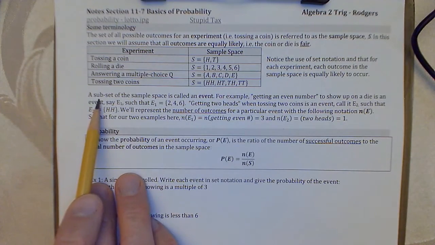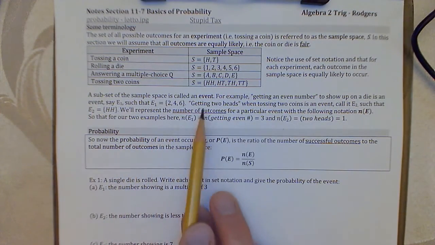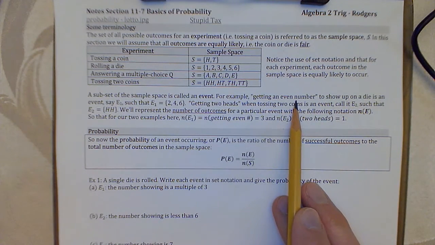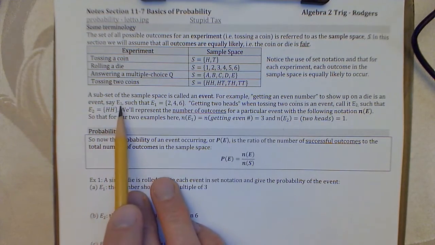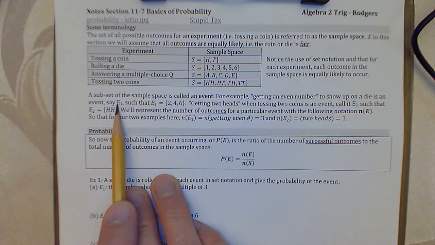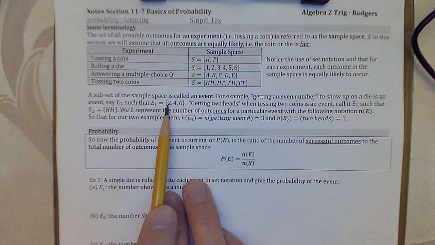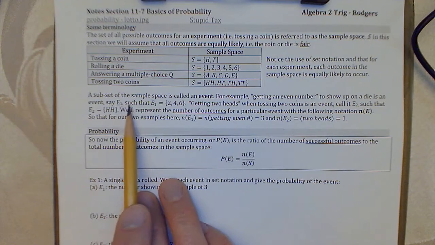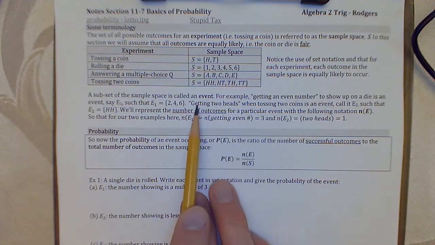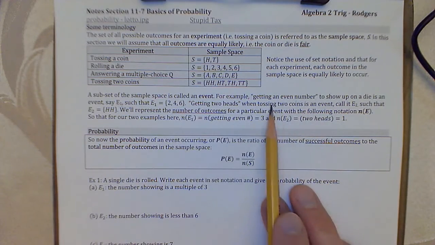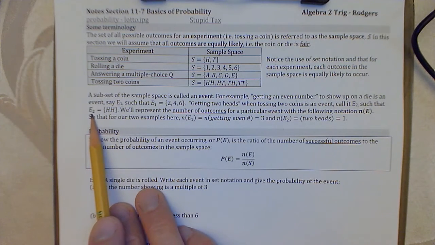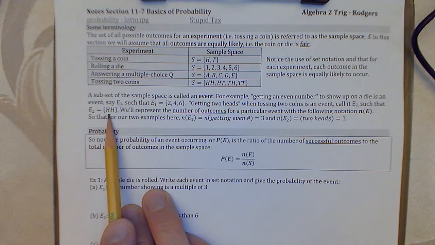So a subset of a sample space is just referred to as an event. For example, getting an even number could be considered an event. In this case, let's call it E with the subscript of 1, because we may have more than one event. So we're going to call the first one E sub 1. And that would involve, instead of 1, 2, 3, 4, 5, 6, if we're talking about the event being an even number, 2, 4, and 6. Getting 2 heads when tossing 2 coins, we could call this event 2. So event 2, using set notation, would be HH.